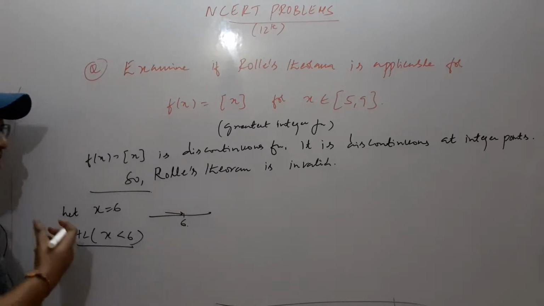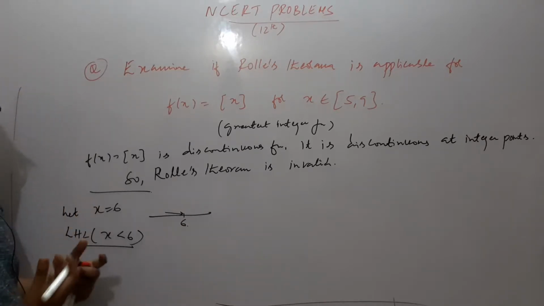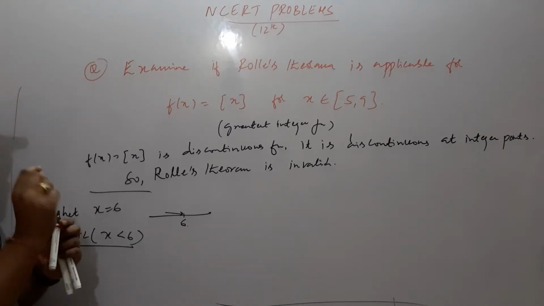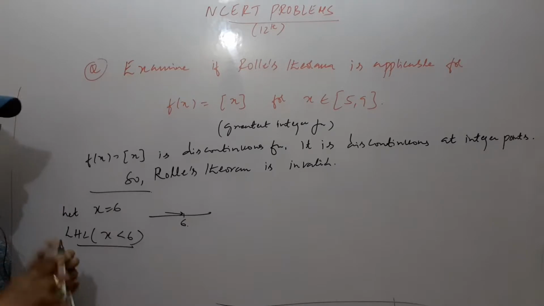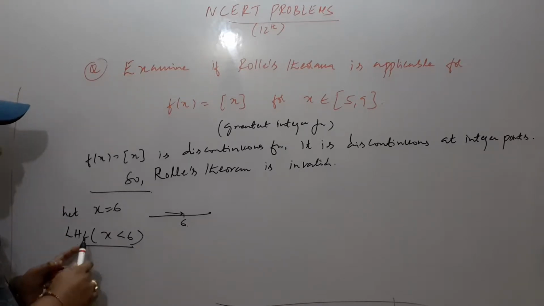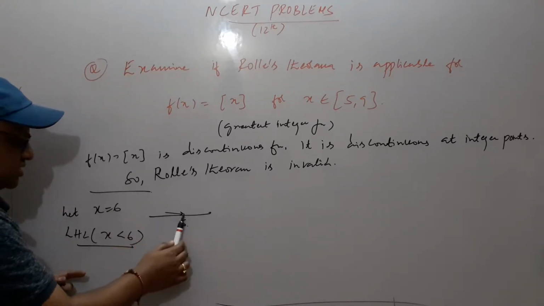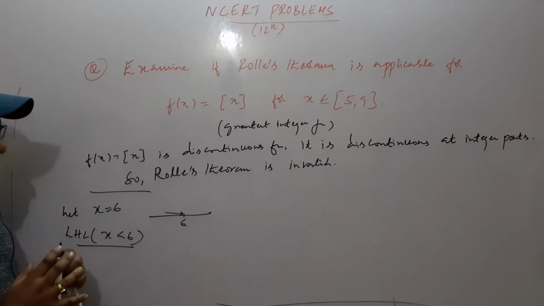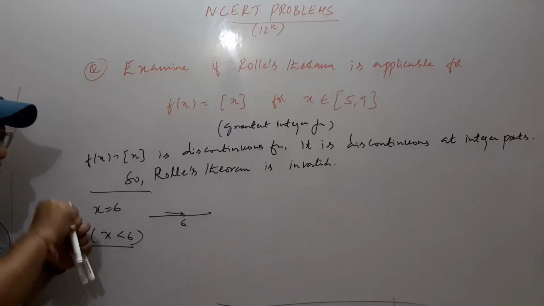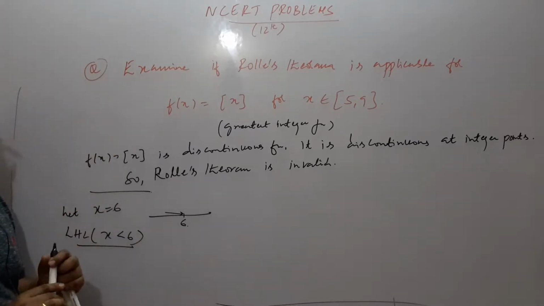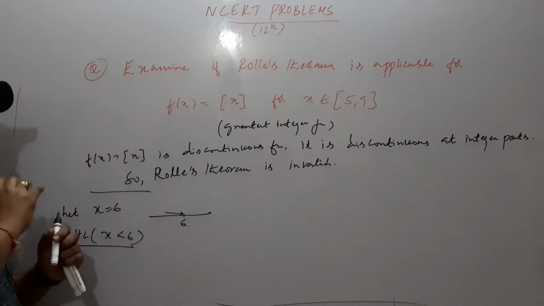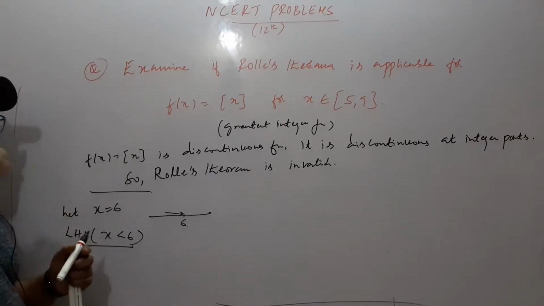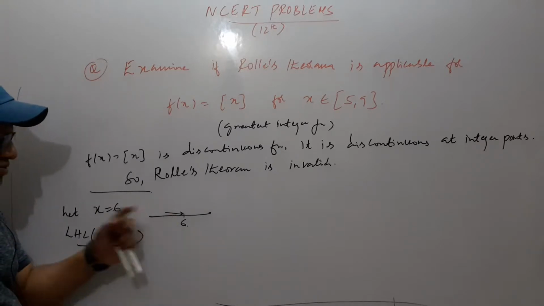The meaning of limit is the approaching value, the tending value, or the value at the nearest neighborhood. So whenever I say x is approaching 6 from the left hand side, it is not becoming 6 first of all. It is almost equal to 6, so you can say 5.99999, like that it will go.